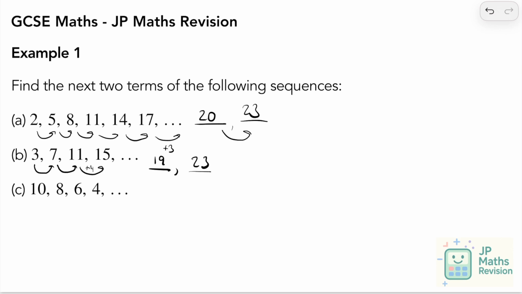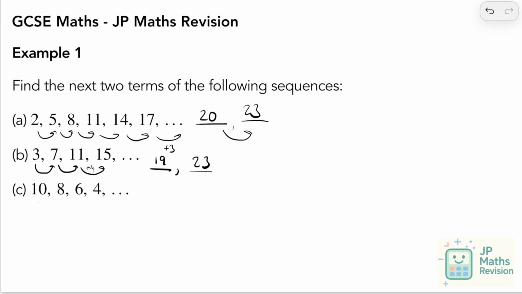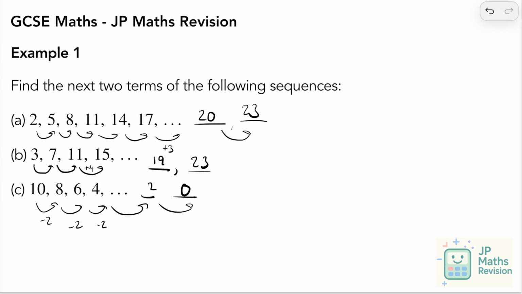This next one, 10, 8, 6, 4, you can see we're minusing 2 each time. So to get to the next term, we need to minus 2 from 4, so that's going to be 2. And then to get the term after that, we're going to minus 2 from 2. So 2 take away 2 is 0. So that's the answer to that one.